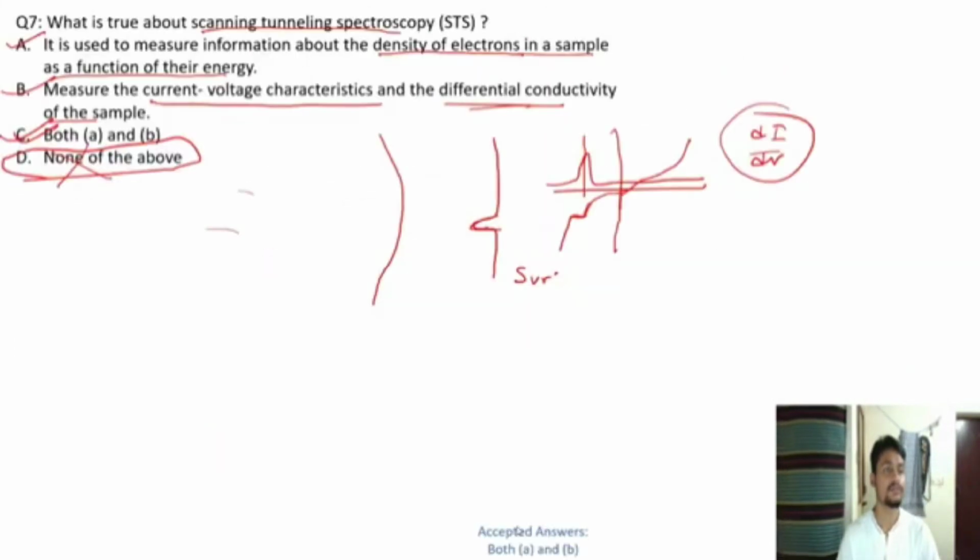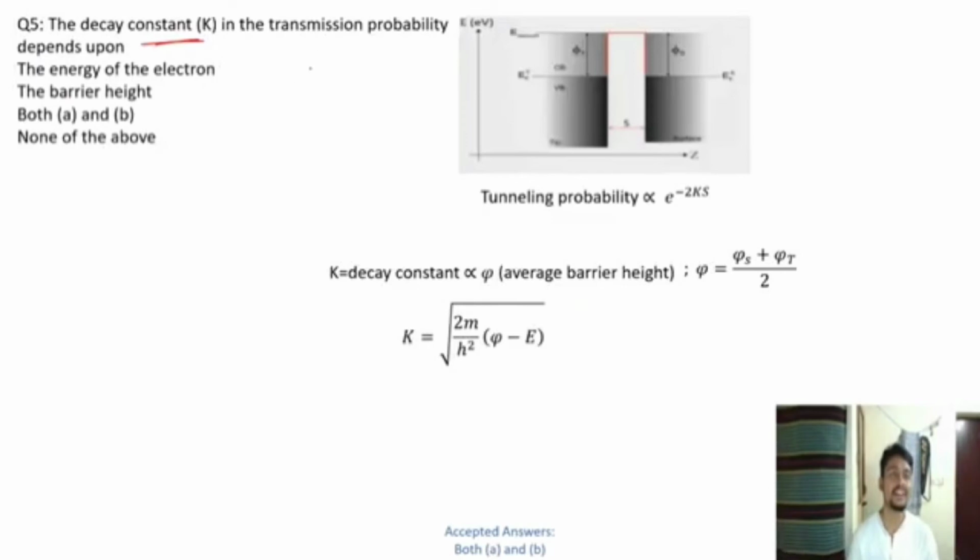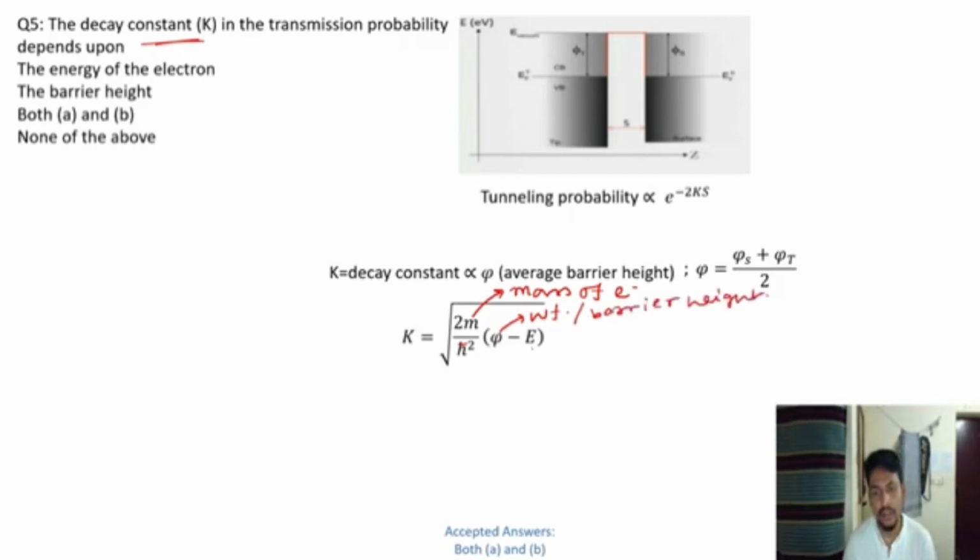So what is the decay constant in the transmission probability or the tunneling probability dependent upon? We know this is the tunneling probability or transmission probability, and it depends upon the basic equation of what the decay constant is. m is the mass of the electron, and this is nothing but h-bar squared, and this is the work function or the barrier height, you can say, and this is the energy, that is the voltage.